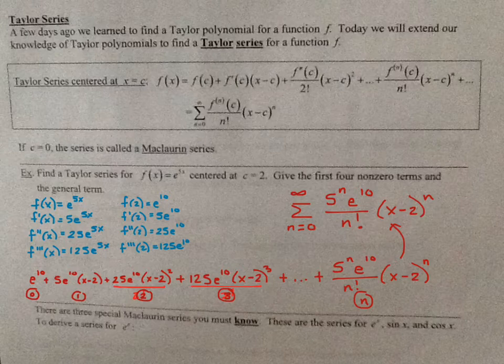Okay, so there are 3 special Maclaurin series you must know. These are the series for e to the x, sine x, and cosine x. So take a minute and do e to the x, cosine x, and sine x. Pause this video and then try them on your own, and then check your work with the answers that I have posted in a second.